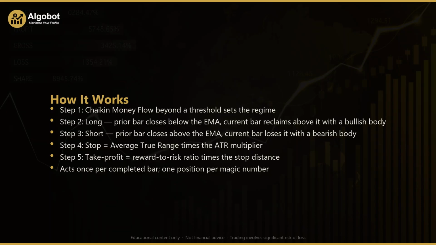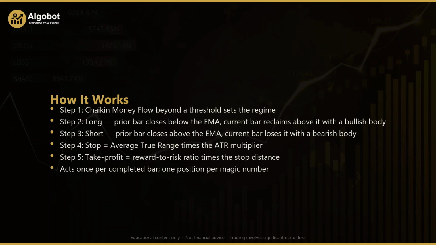The first gate is the regime. The strategy measures Chaikin Money Flow over a window of, by default, 20 bars. For a long, that reading must be at or above a positive threshold, which defaults to 0.05. That confirms an accumulation regime, where buying pressure is dominant. For a short, the reading must be at or below the negative of that threshold, confirming a distribution regime.